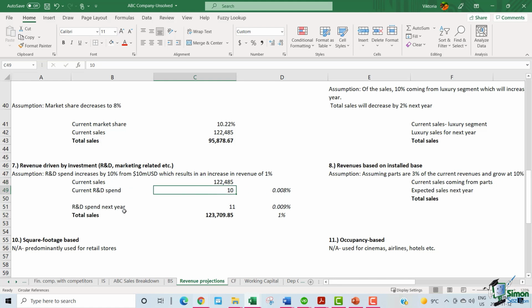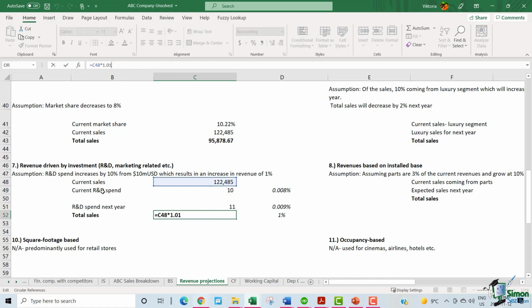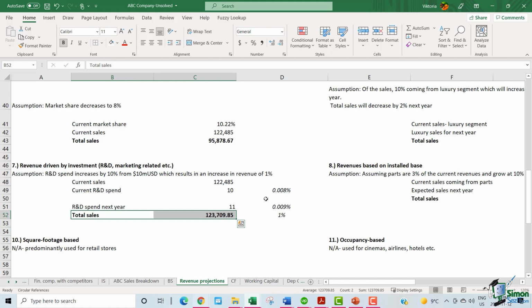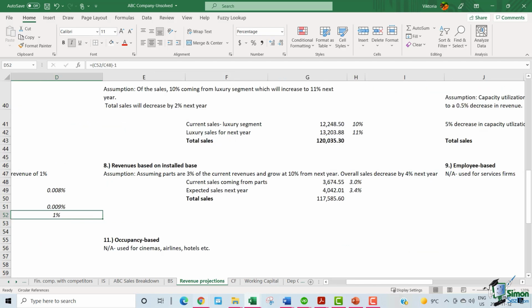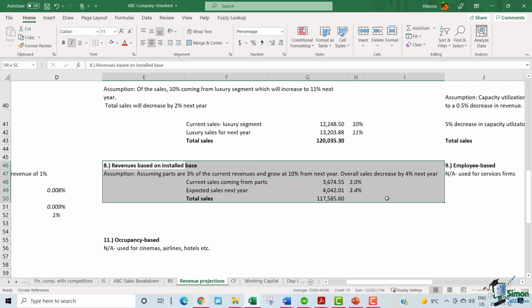We know that the R&D spend next year is 11 million, which is 10% higher than the current R&D spend. So the total sales in this case would be the current sales times an increase in revenue due to additional R&D spend of 1%. Our total sales forecast for next year is $123,709.85.